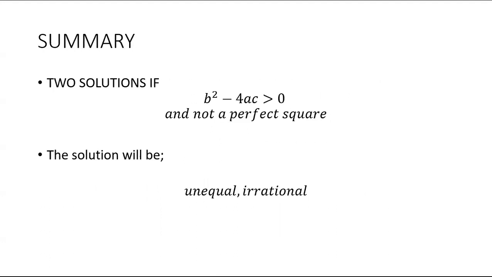Now let us look at this here. So this is just a summary, two solutions. If delta is greater than 0 and it's not a perfect square, then you will have unequal and irrational solutions. Okay, that is if delta is greater than 0 and it's not a perfect square. Just remember that. And if delta is greater than 0 and it is a perfect square, you will still have unequal solutions, but they will be rational. If delta is equal to 0, then you'll just have one real solution as I've specified.